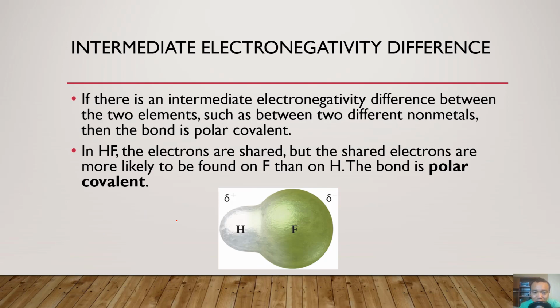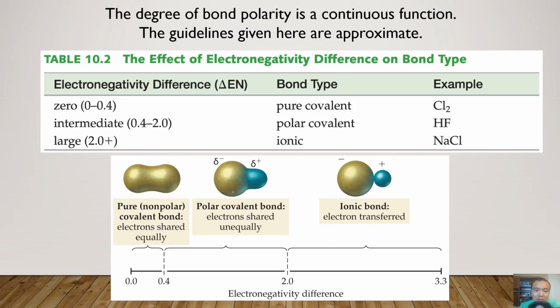If there is an intermediate electronegativity difference between the two atoms, such as between two different nonmetals, then the bond is polar covalent. For example, HCl bond, HF bond, okay, HBr bond, CO double bond, etc. When the electrons are unequally shared, the end that is more electronegative, we use delta minus to represent the partial negative charge, and delta plus to represent partial positive charge.